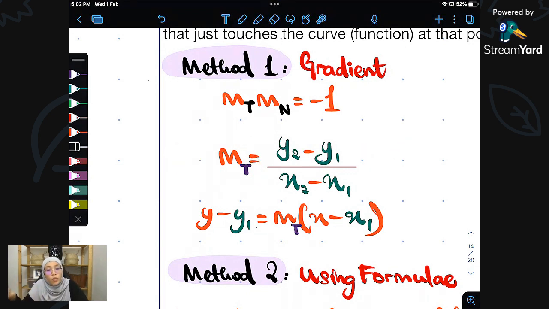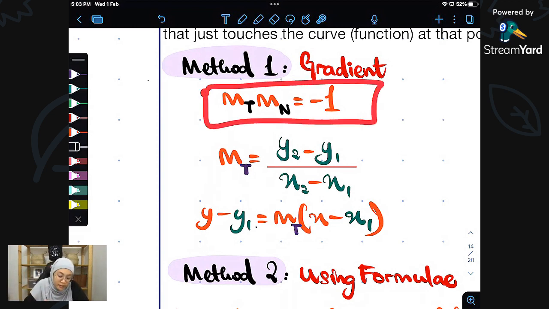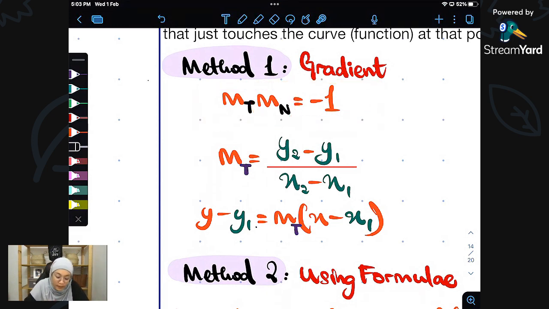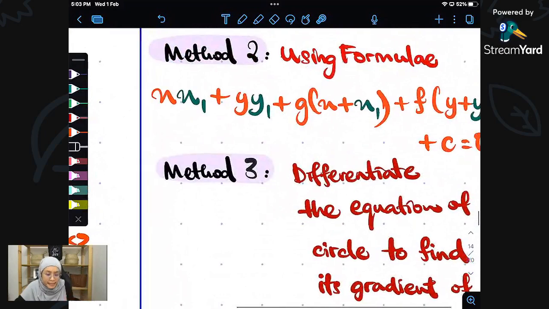If the question is requesting the equation of normal, you will need to find the gradient of the normal. This is another formula that you need to memorize, which I know you already have. You substitute in the gradient of the tangent from step one, and then in step two you find your gradient of normal. It's okay, I'll show you later from a few examples that I have prepared here. I just want to show you a bit of the methods here.